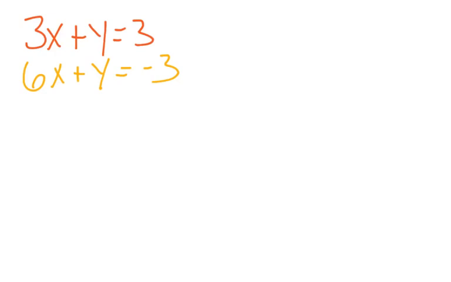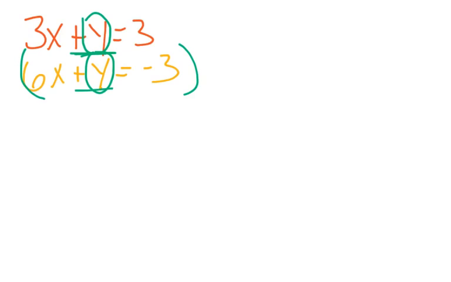So if we look at these two problems, we could solve one of them for y, or actually we could even solve both of them for y and then substitute. But there's an easier method than that, and if we notice, here we have a positive y and another positive y. Since they are both the same, we can eliminate that y variable.